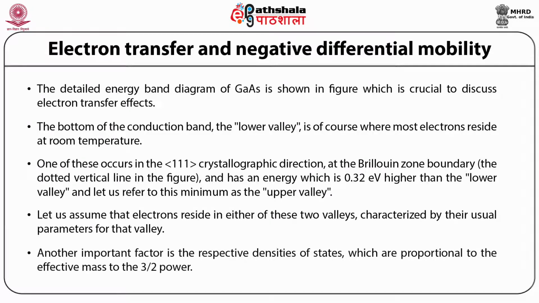Another important factor is the respective densities of states, which are proportional to the effective mass to the 3/2 power. So the density of states in the upper valley must therefore be higher by about 23.5 times the number of valleys.